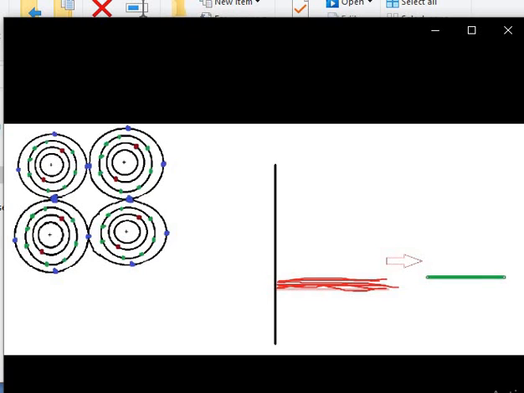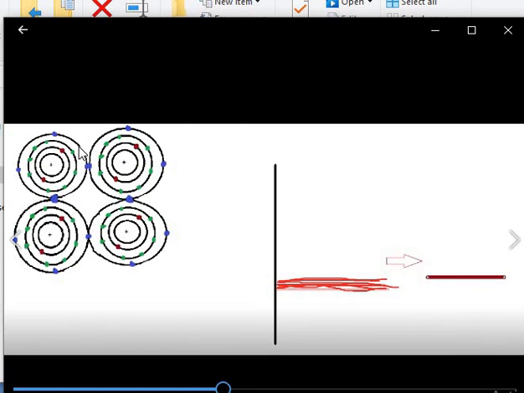When we consider a crystal structure which will have millions of electrons, every electron and every shell will possess a different amount of energy level. Now if we consider the second shell, this second shell will have a slightly different energy level, slightly higher or lower.